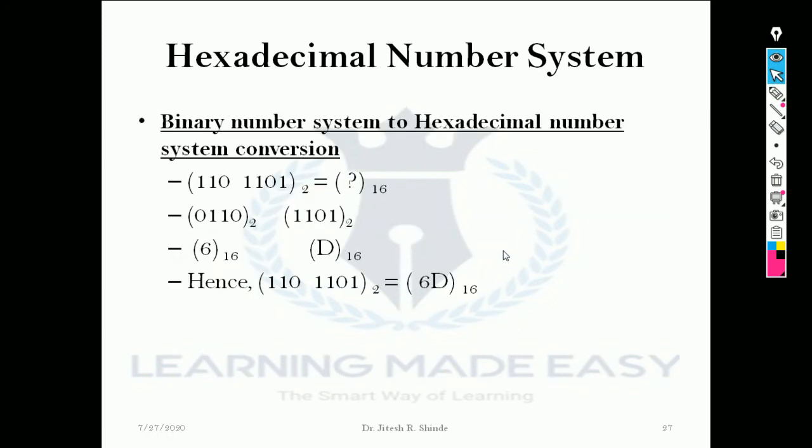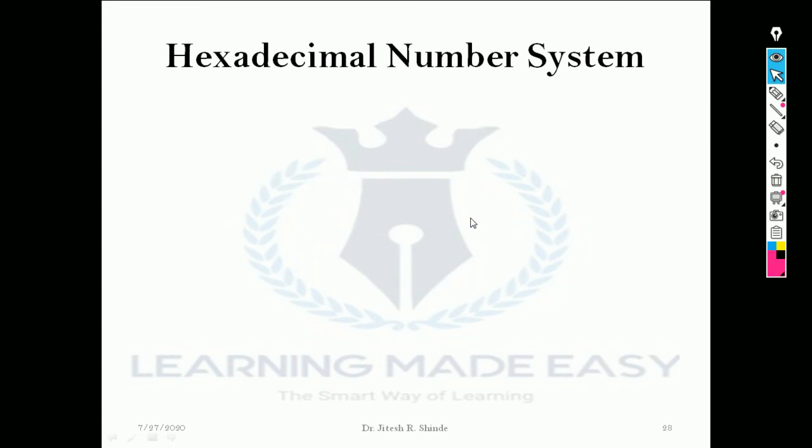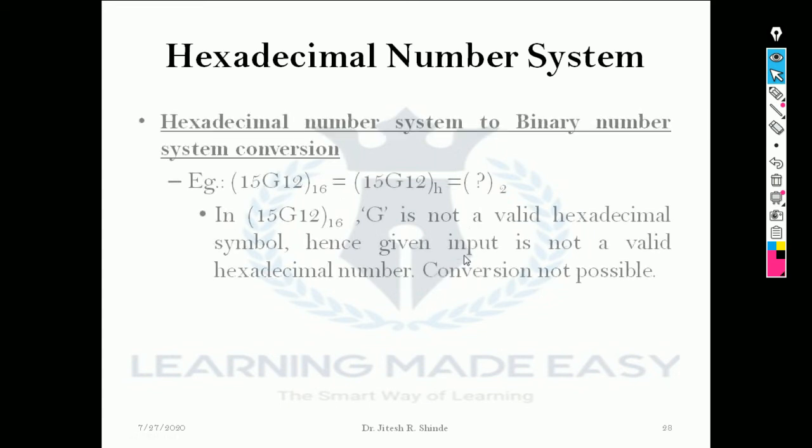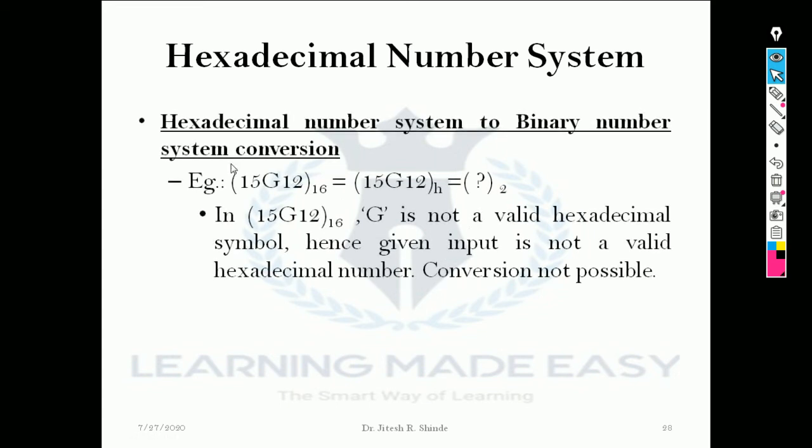So this example, another, I am leaving it as a part of self-study. Now in hexadecimal number system, here the input given is 15G12 base 16. Here we have to convert this number into binary number system. On observing the input, that is 15G12, we find that G is not a valid hexadecimal symbol, hence the given input is not a valid hexadecimal number, hence here the conversion is not possible.